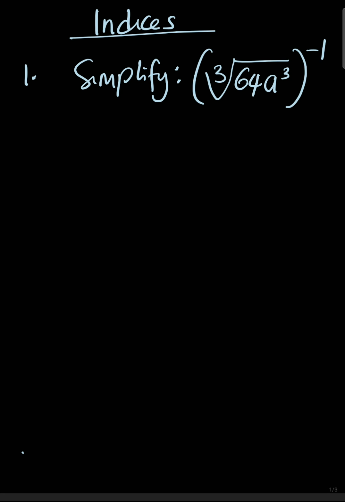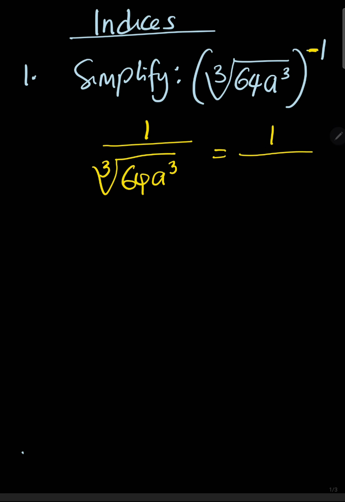We are asked to simplify the cube root of 64a to the power of 3, then raised to the power of -1. Whenever you have a negative power, it means you are going to take the reciprocal of that number. So this is 1 all over the cube root of 64a to the power of 3 because of that negative power.